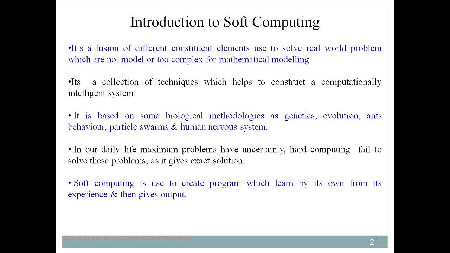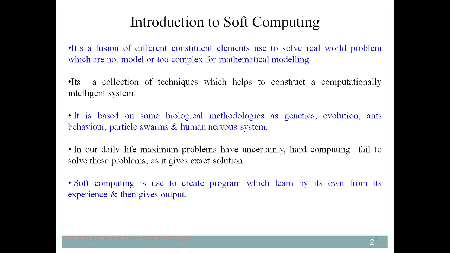So in our daily life, maximum problems have uncertainty. Just as I ask you a question, what is the speed of the fan? Similarly, I can ask, what is today's temperature? What is the speed of that particular car? Speed of car, speed of fan, what is the temperature of the AC? So there are problems which don't have a certain answer, they have uncertainty. So hard computing fails to solve these problems.